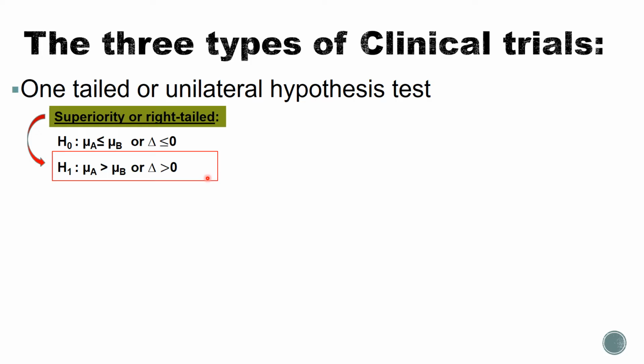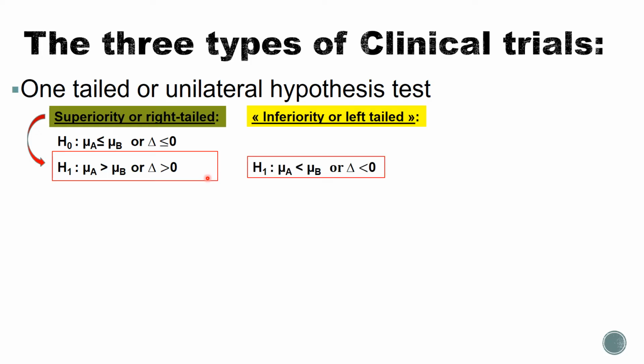I'm going to list all the different types of hypothesis tests that we have, and after that we will select from all these different types the 3 types of clinical trials. And we also have what we call inferiority or left-tailed hypothesis tests. As I said, the naming is always based on what? The alternative hypothesis, in other words, our research hypothesis.